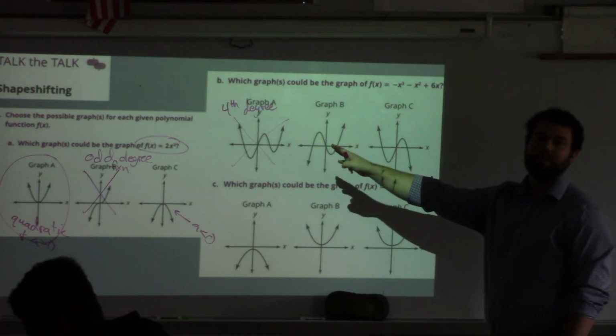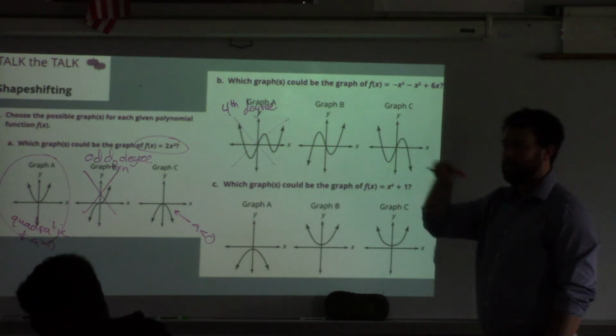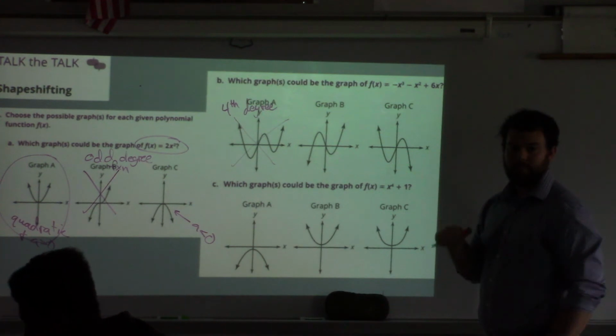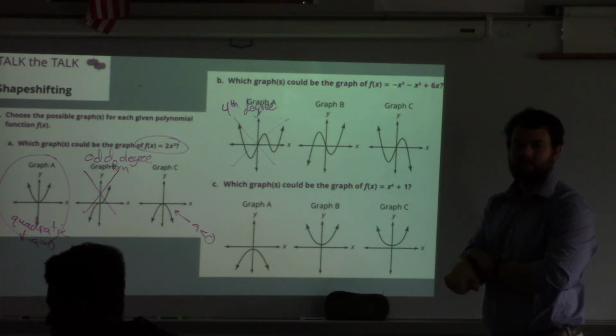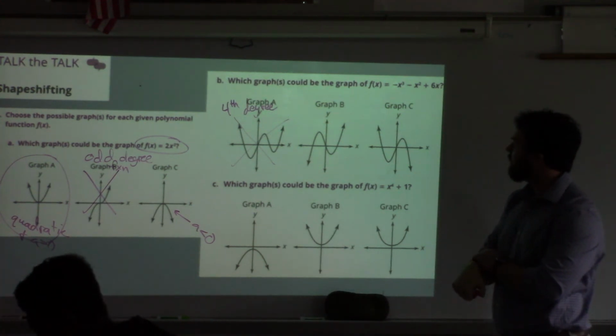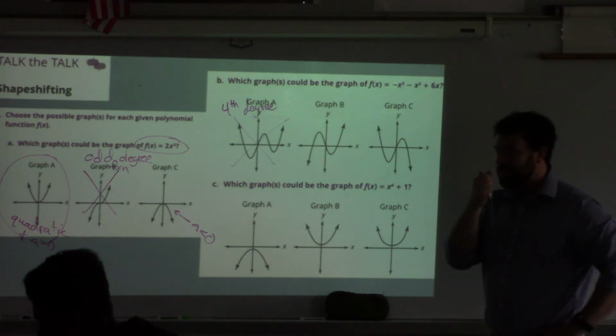Regardless, graph A is an even degree, right? So that one's out. I think it's going to be graph B. No, graph C. Why does it have to be graph C? Because it goes to the negative and the other one goes to the positive.